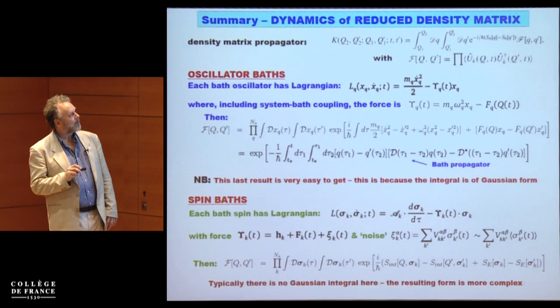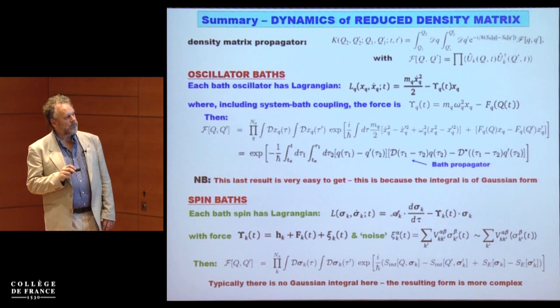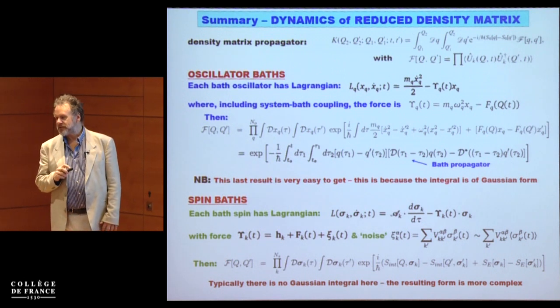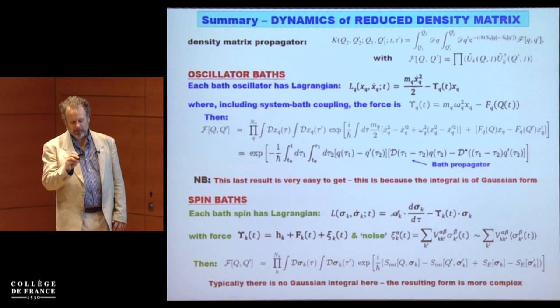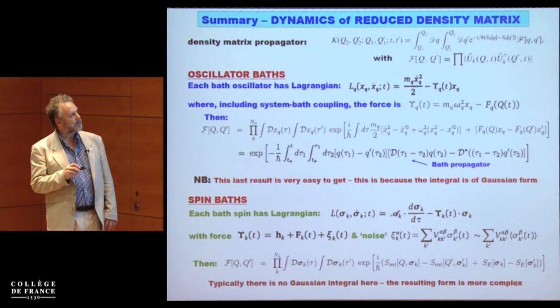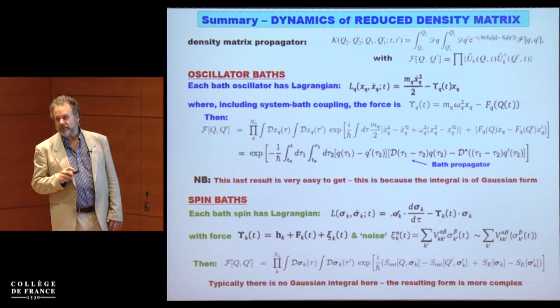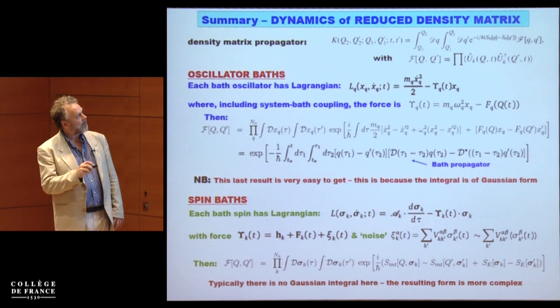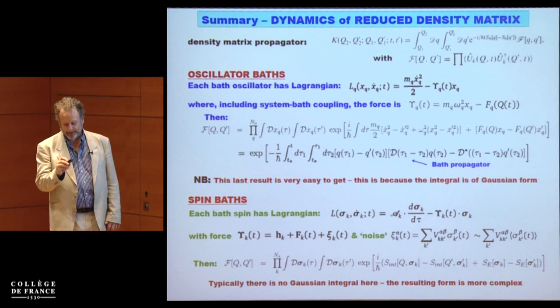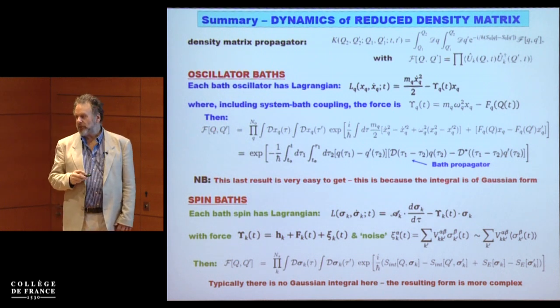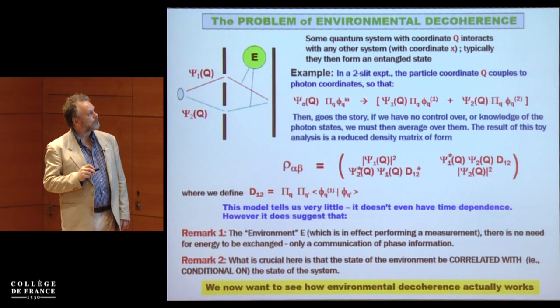Okay, so this is a summary of the formalism, which I'm not going to discuss today because it's kind of messy, but it's for those who are interested in it. But this is telling you what the forms for these influence functionals, these weighting factors, are in the case of the oscillator bath and the spin bath. And this is what one uses to do calculations.